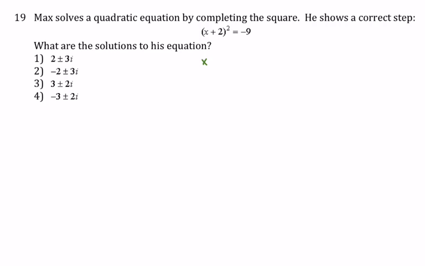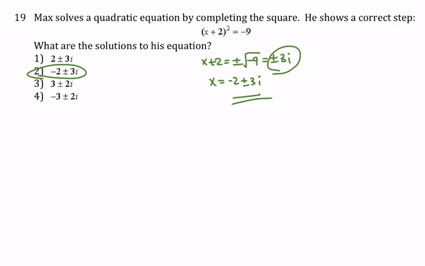How about number 19? In this case, when you undo the square by taking the square root of it, we get plus or minus square root of negative 9. But as you can see, what is the square root of negative 9? That's plus or minus 3i. By subtracting 2, we get to realize that negative 2 plus or minus 3i becomes our final answer, which is choice 2.